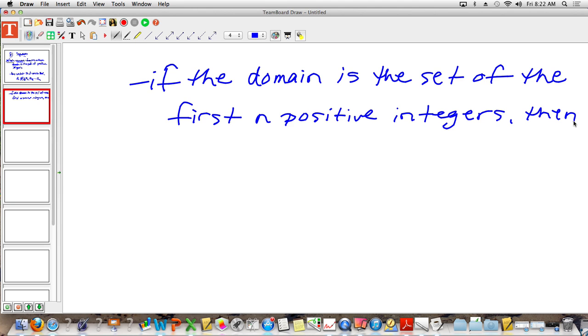If the domain is the set of the first n positive integers, in other words, if I give you that this sequence has specifically 10 terms in it, it doesn't have an infinite number of terms in it, what do you think it's called? Finite sequence. A finite sequence.